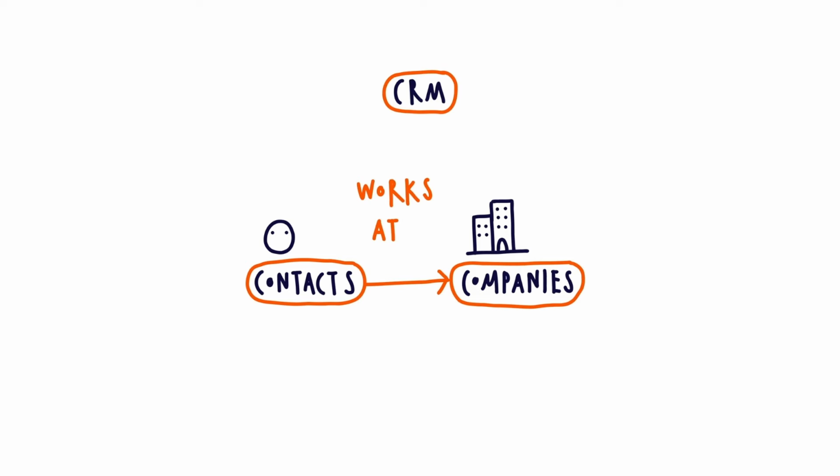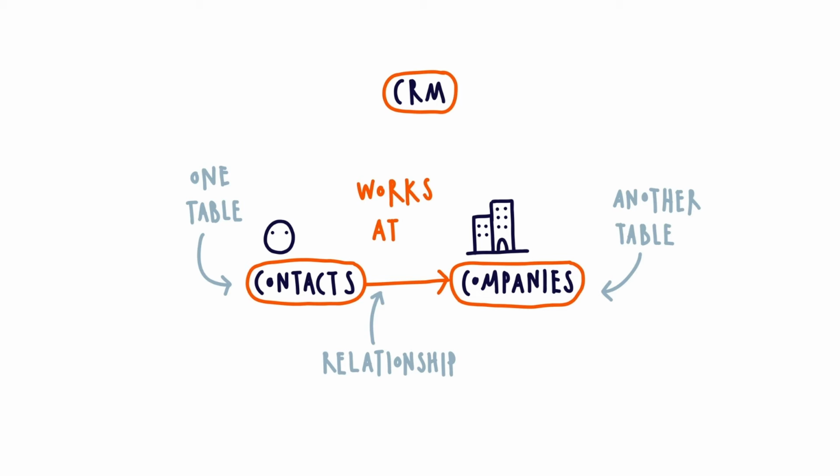Our contacts work at a company. Every contact we speak to should be working at a company we want to do business with. So it's important to be able to say this contact is related to this company. There's a relationship there. With relational databases like Airtable, we're able to associate information from one table to another.